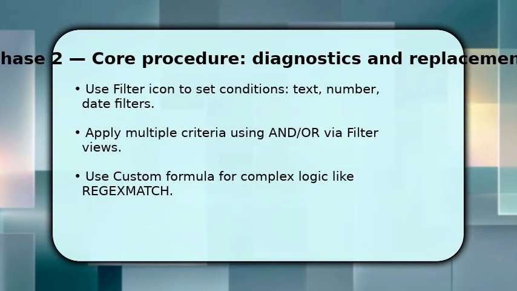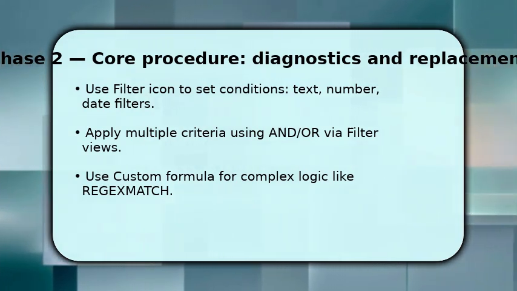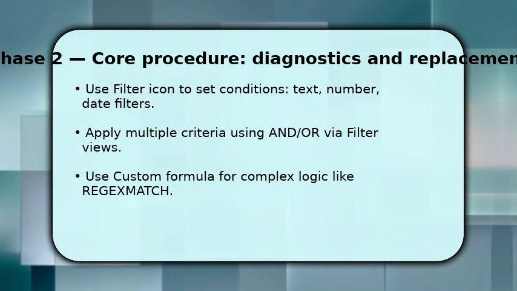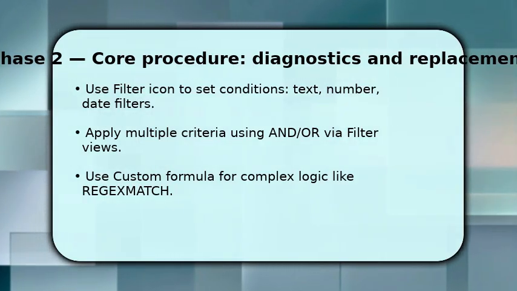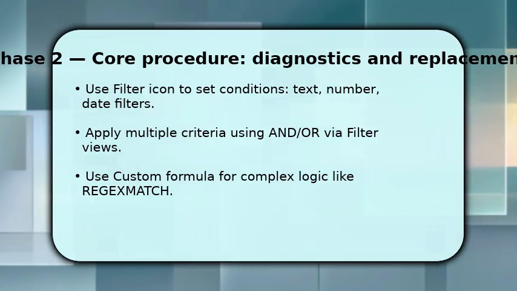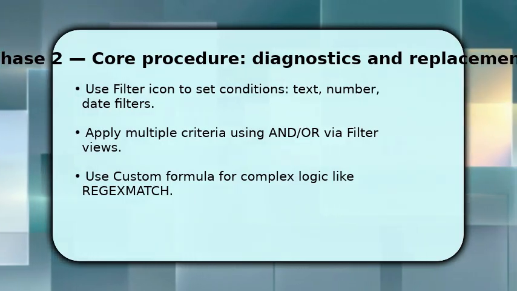You now set and refine the filter criteria to extract exactly what you need. Click a column's filter icon and choose text, number, or date conditions. Those built-ins are fast. For multi-column logic, open a filter view so you can combine conditions with AND or OR, or by adding separate views.